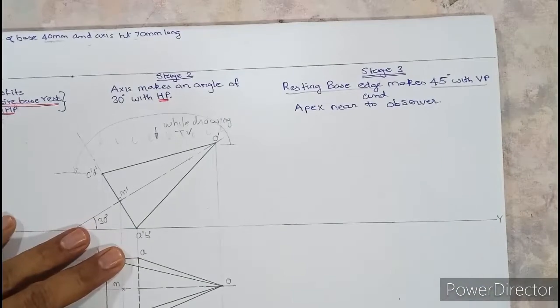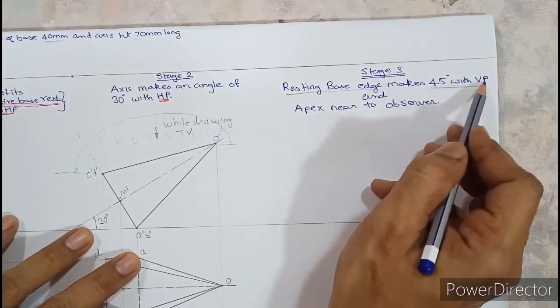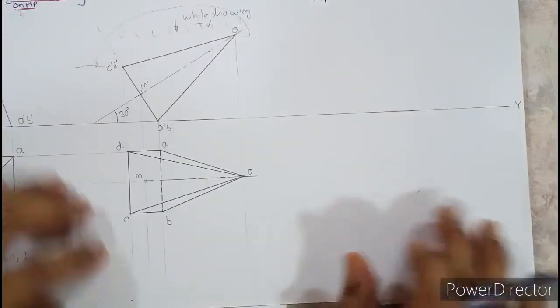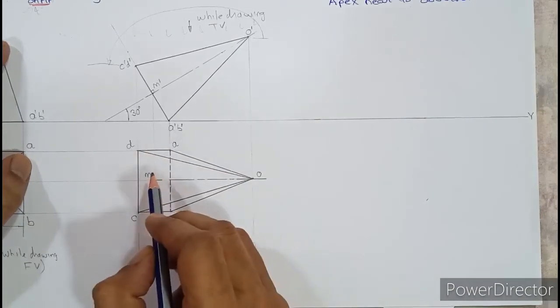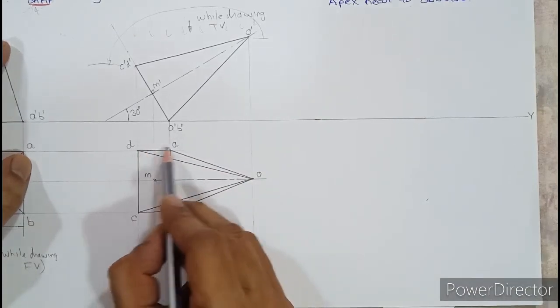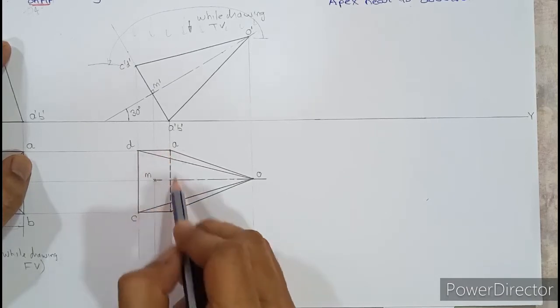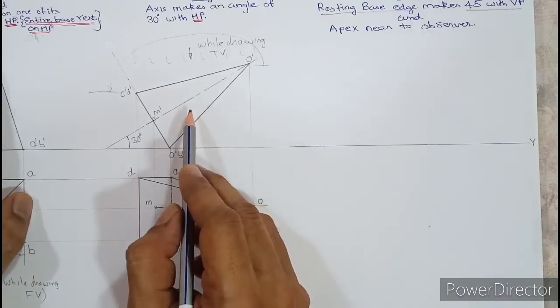Same way here, resting base edge means a line, and that makes 45 with VP. So that angle can be seen from the top view, so we should start with top view. If I ask you, look at this diagram and tell me which base edge is resting. Be very clear: ABCD is the base edge. Out of ABCD, which is resting is difficult to make out. So look at the third diagram, this one.